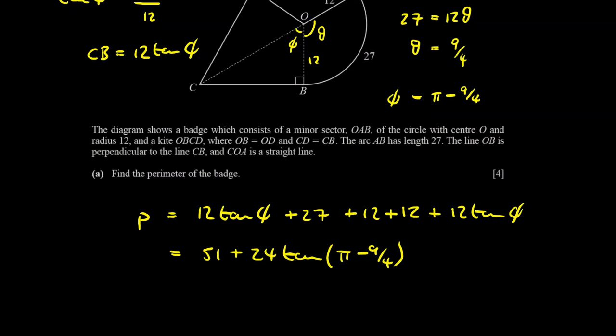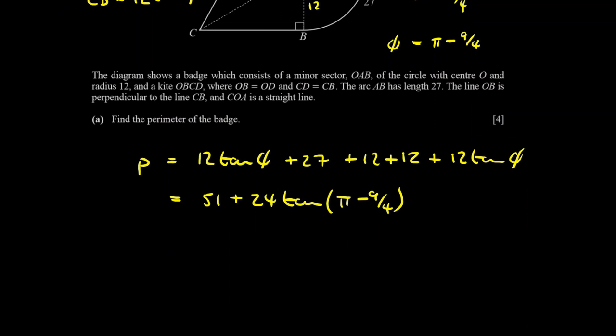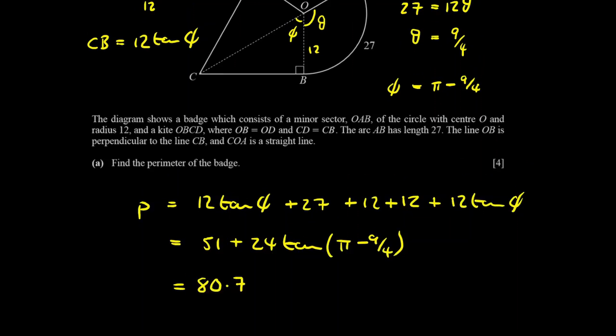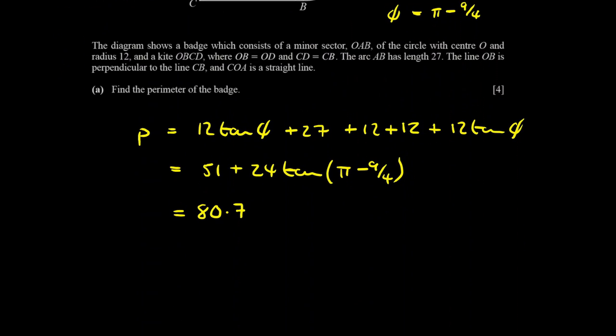So then the last job for me is just to put this all into the calculator. And you need to first make sure your calculator is set to radians. So I'm going to do 9 divided by 4. I'm going to do pi minus that. I'm going to find the tan of that angle. And I'm going to times it by 24. And I'm going to add 51 to it. And the answer I get there is 80.7. That's going to be 80.7. Is it centimeters? Yes, centimeters. Okay, so that should be our answer.